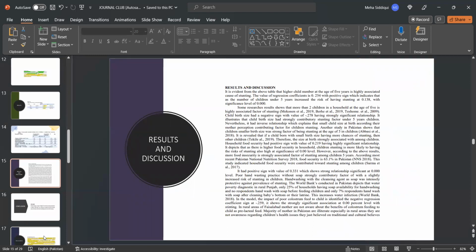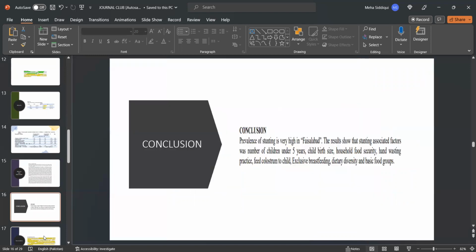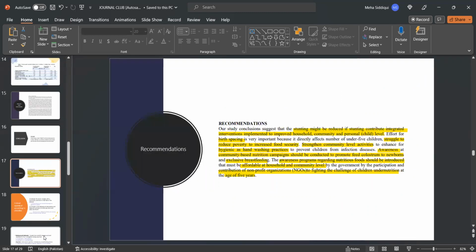So these are the discussion and results. I would not go into the detail due to time constraints. So, conclusion: the prevalence of stunting is very high in Faisalabad. The results show that the stunting associated factors were number of children under 5 years, child birth size, household food security, hand washing practice, feeding colostrum to the child, exclusive breastfeeding, dietary diversity, and basic food groups.